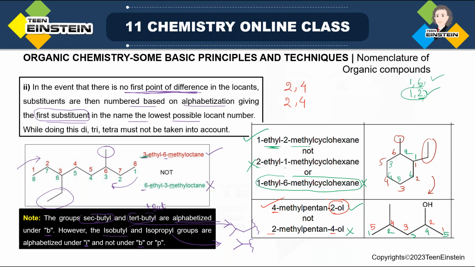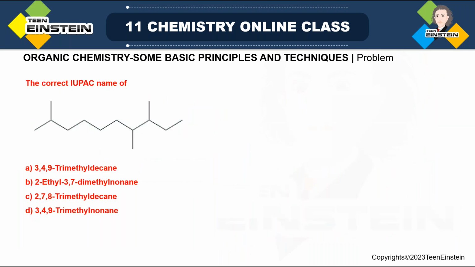Okay. So sometimes there is no first point of difference, and in that case you have to give priority. If a functional group is present, obviously you have to give it the least number. And if there are some substituents present like ethyl, methyl or propyl, then you have to move according to alphabetical order. Okay. Now, if you solve this problem, the confusion of the least sum rule and first point of difference will be clear.